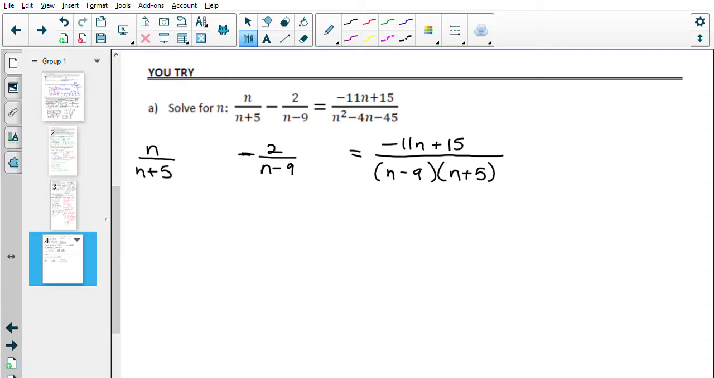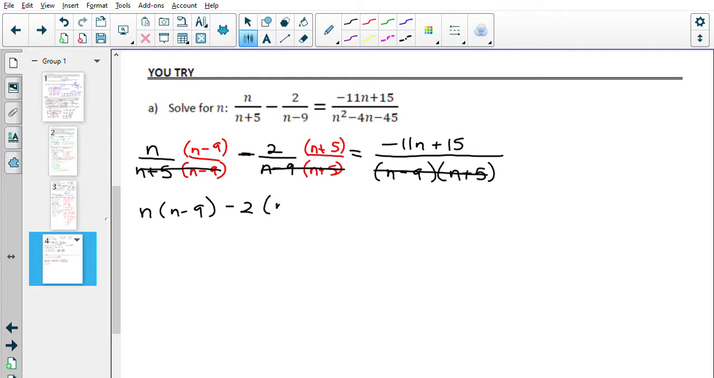Okay, so looking over, what do we need to include? We need to include an n minus 9 on this bracket. We need to include an n plus 5 on this term. And so then when we go to expand that out, now we'll see our denominators cancel, which was the power of common denominators. So n bracket n minus 9 minus 2 bracket n plus 5 is negative 11n plus 15.